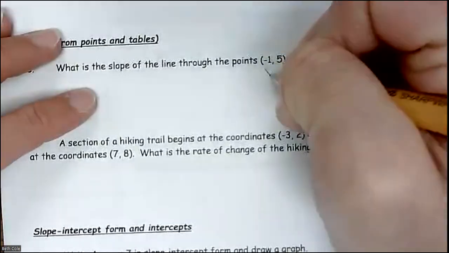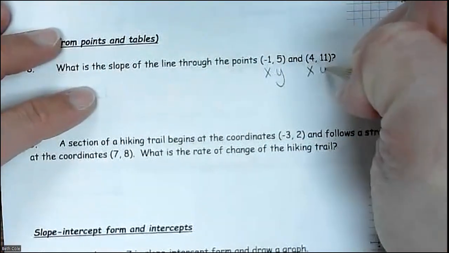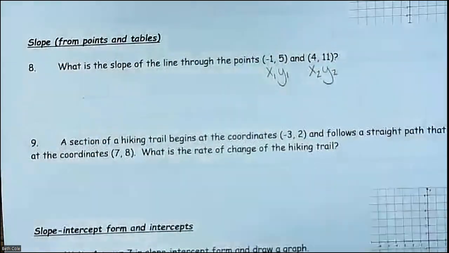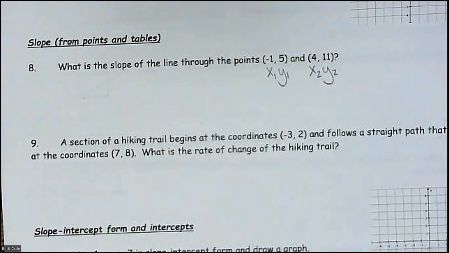You're going to label your points if you want to do that. X, Y, X, Y. This is 1s, this is 2s. And then you're going to use your formula. Now I'll write it on the board so you don't have to flip your paper over.